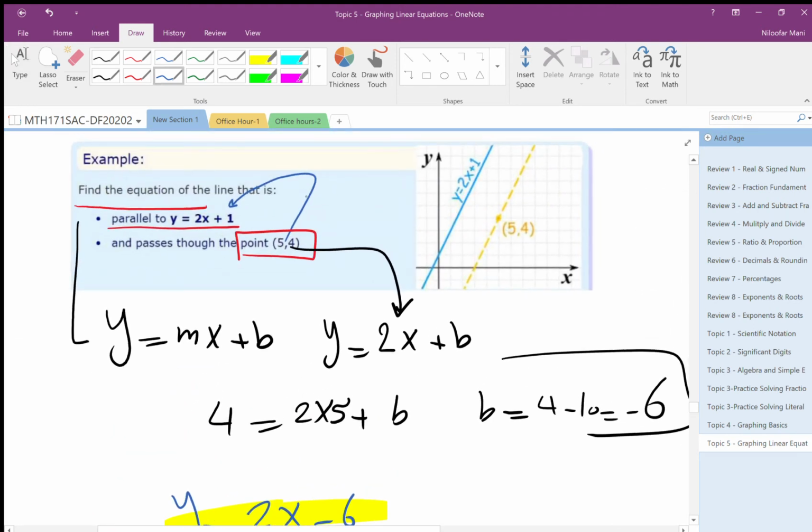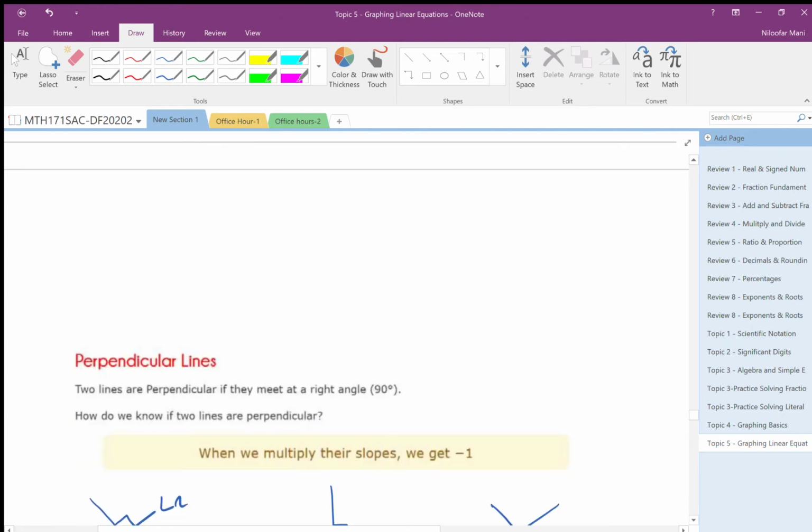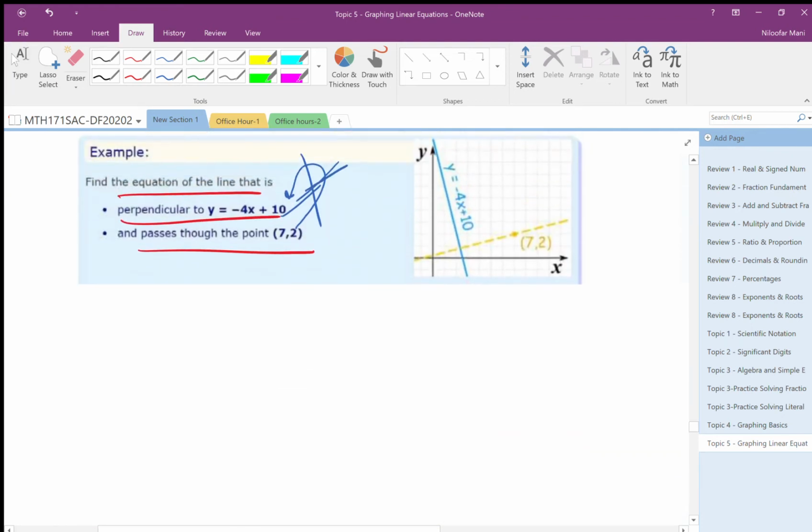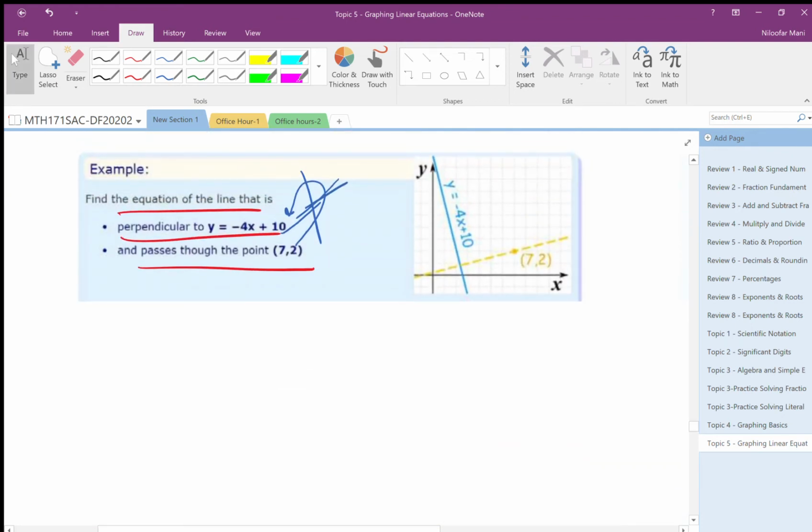Okay, so here, I do y equals mx plus b. I don't have m, I don't have b, but I have information. So what is the slope? Okay, so m is 1/4.